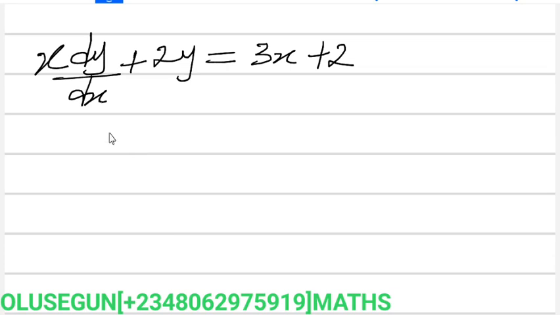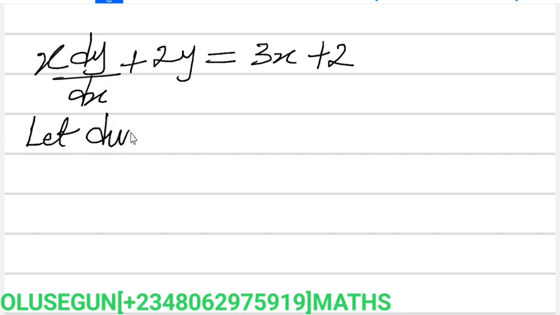We are here to solve for the value of x. But this type of equation is what you call a differential equation, whereby we are going to apply the method called integrating factor. So how do you start doing this? Number one thing is, let's divide all through by the value of x.